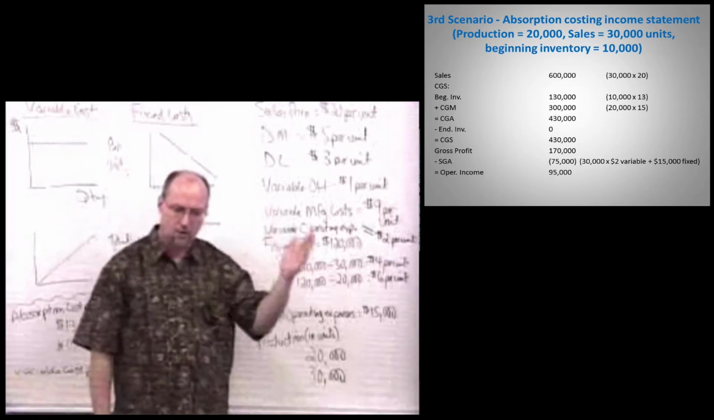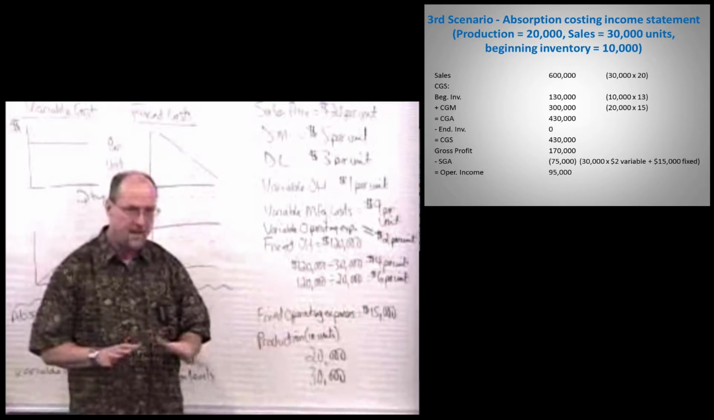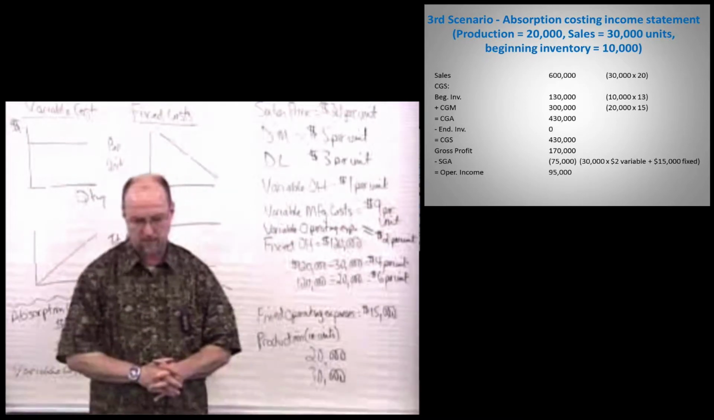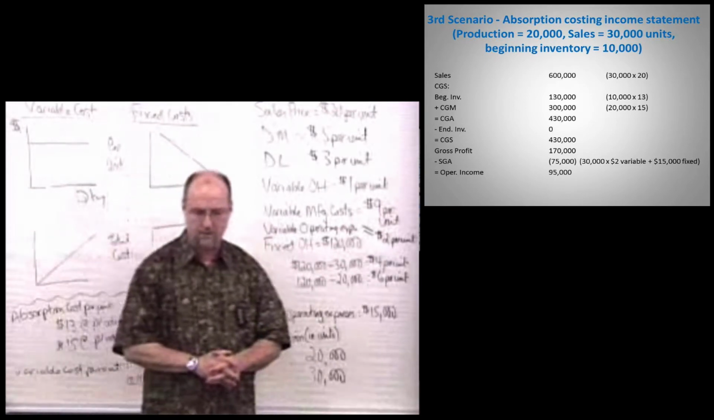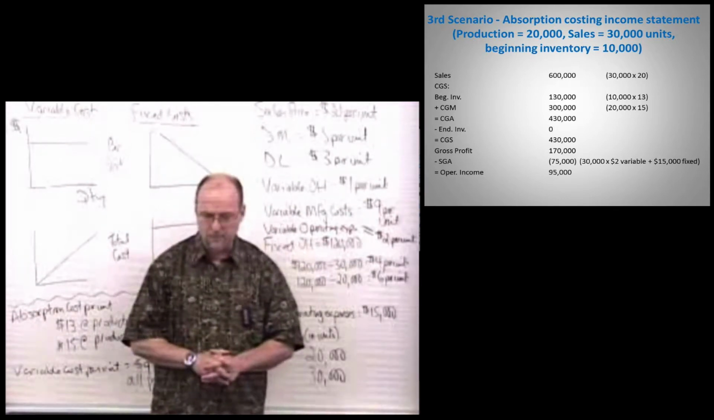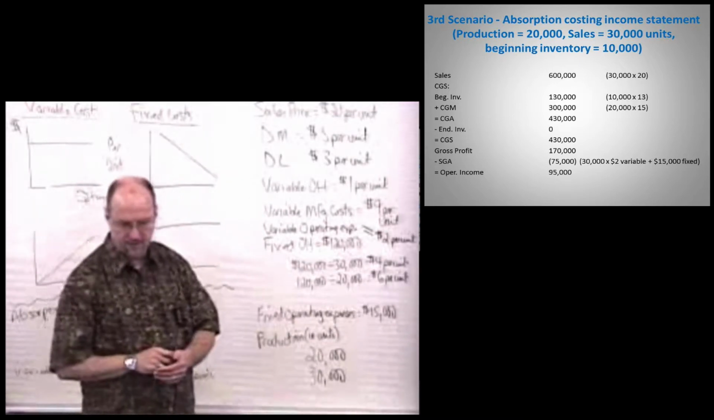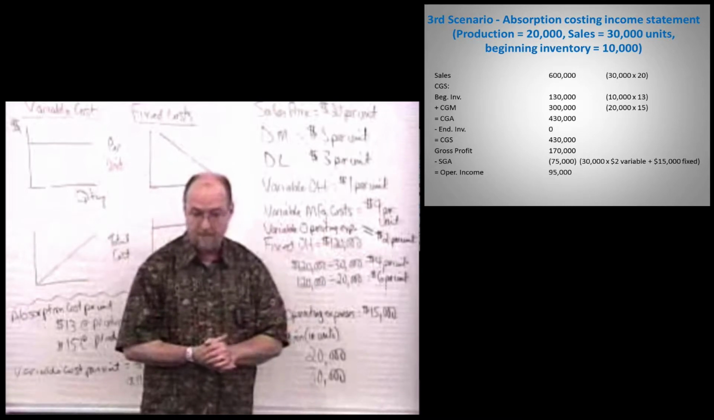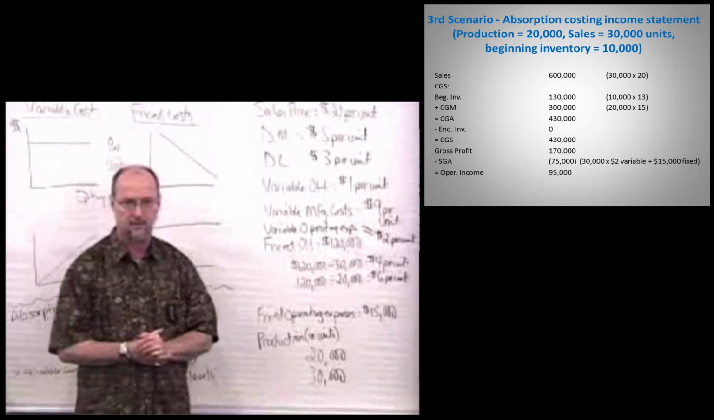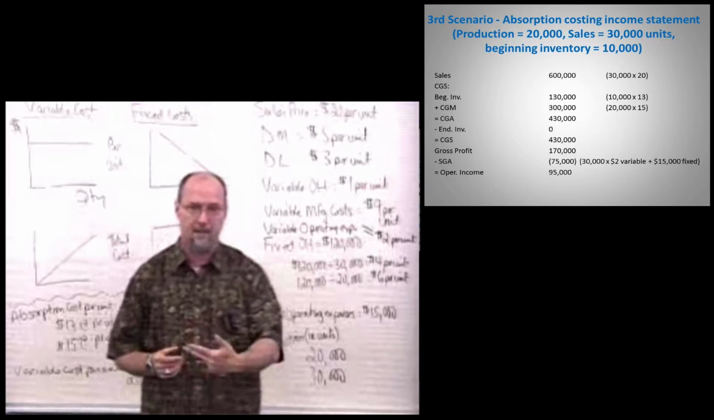Beginning inventory plus cost of goods manufactured, cost of goods available, 430,000. No ending inventory, so my cost of goods sold is also 430,000. Revenue, 600, minus cost of goods sold, 430. Gross profit, 170,000. Then I subtract all of my operating expenses, variable and fixed. That's 75,000, same as previous slide. My operating income under absorption costing is $95,000. That's absorption costing. Now we're going to look at variable costing.